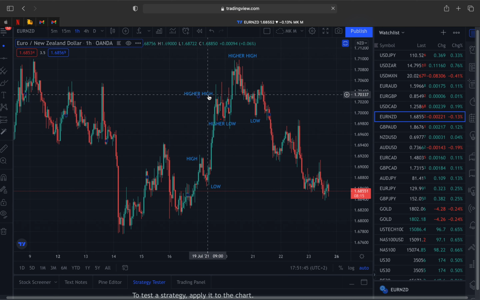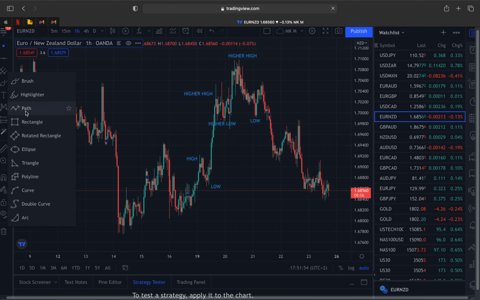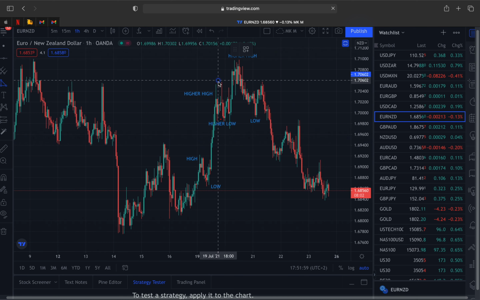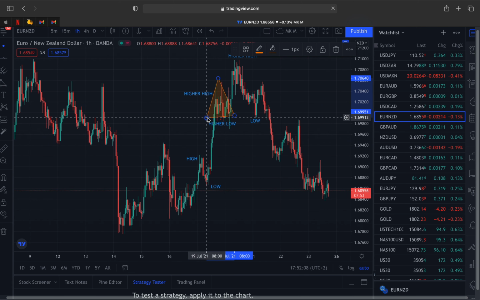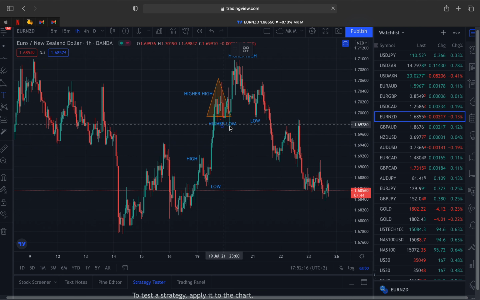Okay, so this higher high forms what we call a shoulder. So this will be a left shoulder. I'm just gonna take one. Okay, I think a triangle will be fine. So here is your triangle.